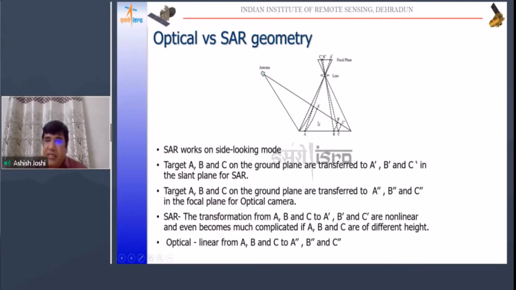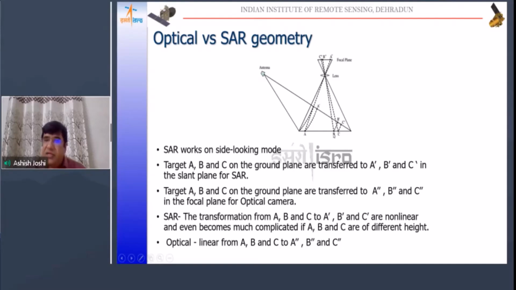But in our optical sensor, how will it be imaged? Using this lens and the mirror formula, A is projected here, B here and C here. This is the basic difference between SAR geometry and optical geometry. We can see the transformation is non-linear here because the sine theta component is adding. So the transformation is non-linear in the SAR image. But if we do not consider the terrain surface and use this formula only, it is simply linear.